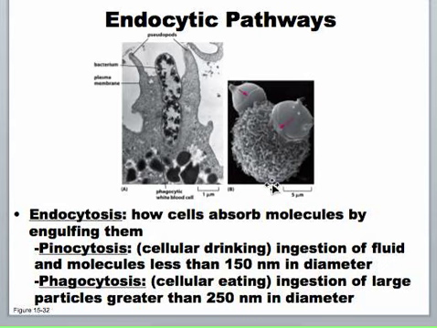Now, it doesn't have to be just foreign cells that are going to be phagocytosed. Cells in our body will also phagocytose other cells that are damaged or worn out. So here we see another phagocyte. This phagocyte is digesting red blood cells. So these red blood cells are worn out. They need to be destroyed and recycled.